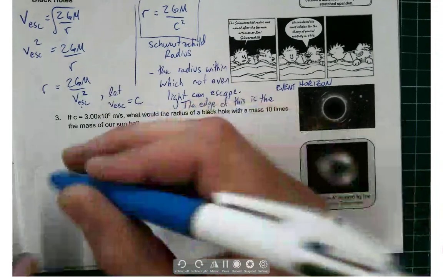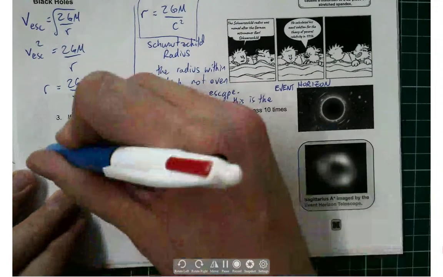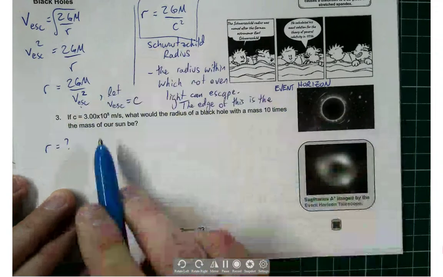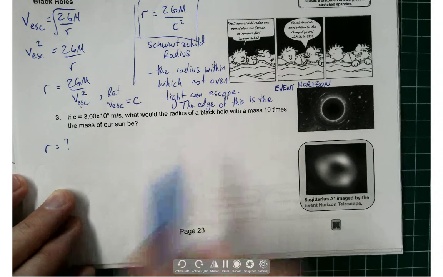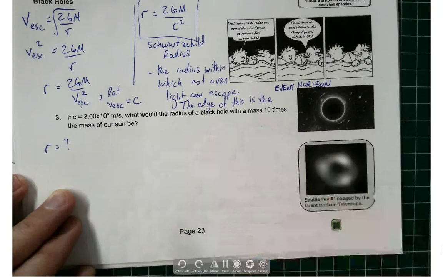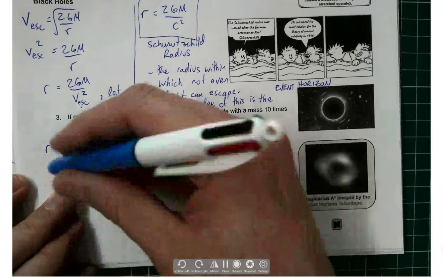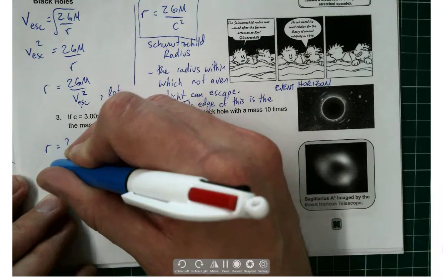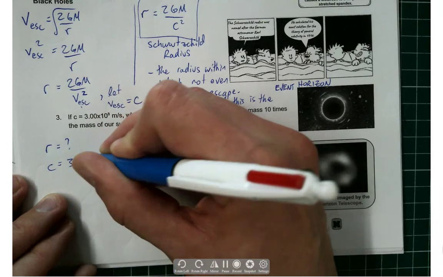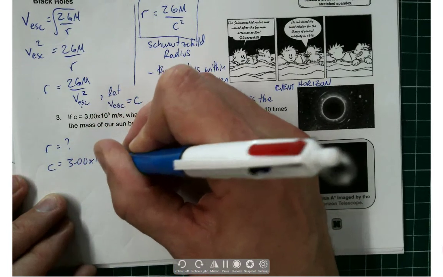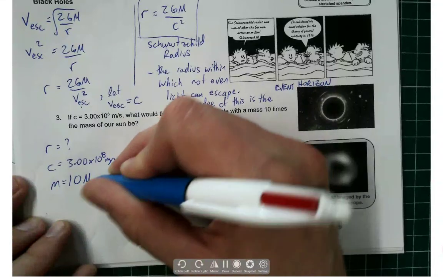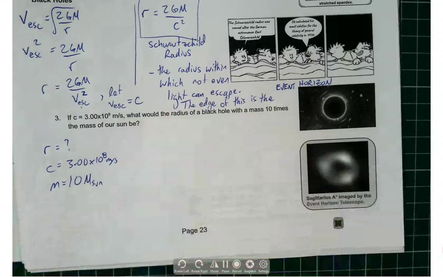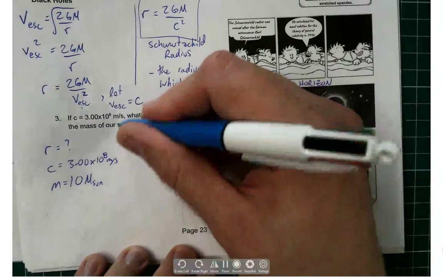All right, so I want to do an event horizon calculation. We know that the escape speed for this event horizon would have to be the speed of light. We say that the mass of this particular black hole is 10 times the mass of the sun, so 10 solar masses. So c is equal to 3 times 10 to the power of 8 meters per second. The mass of the object is 10 solar masses. We sub in our values.